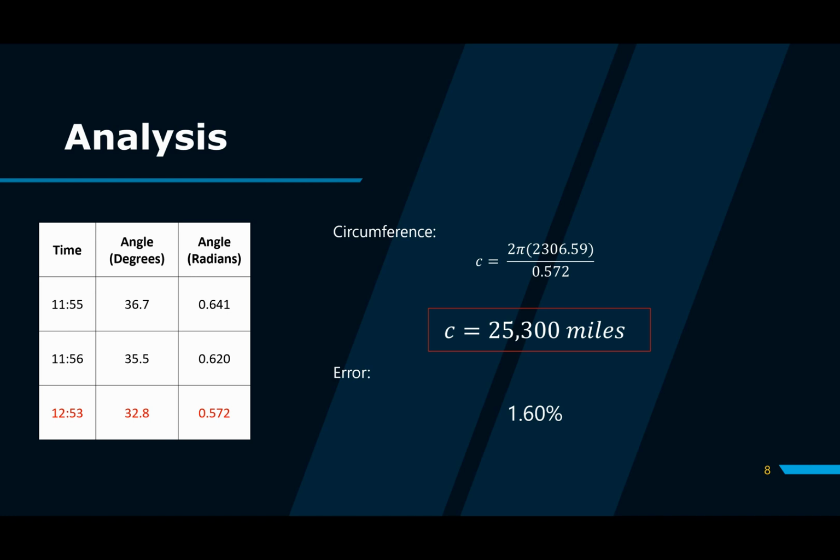Then moving over to the analysis, I first converted the angles that were in degrees to radians, and then I also used the longitudinal distance to the equator plus the angle in that equation that I derived to find the final answer for the circumference, my experimental value, which was 25,300 miles. This was only 400 miles off from the actual value of 24,900 miles. So it was very close to the actual value. The percent error was only 1.60%, so it was very low. I would have been happy with anything below 10%. So to get something this low was very good, and I was very pleased with that.